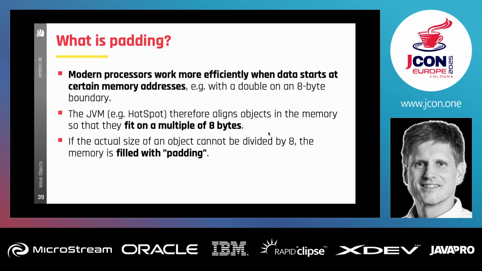So what does padding mean? Padding is a mechanism where the memory is filled up to a multiple of 8 bytes because of modern processor architectures. And so if we have maybe 22 bytes, then it will get filled up with 2 more bytes. So we have 24, then it's a multiple of 8.